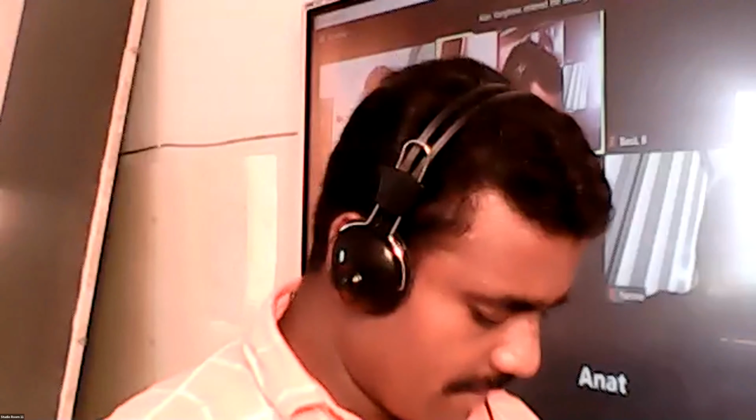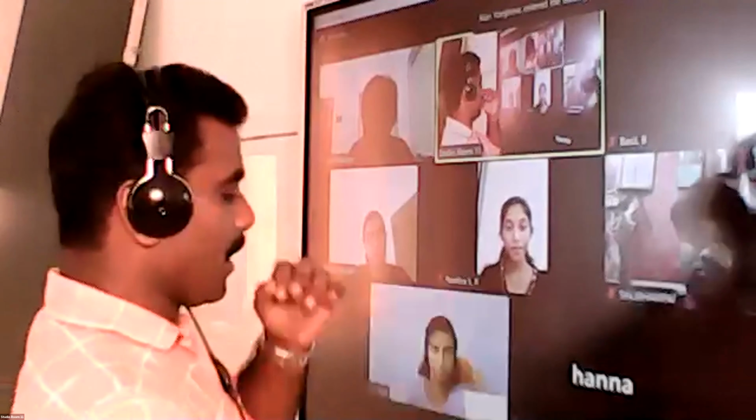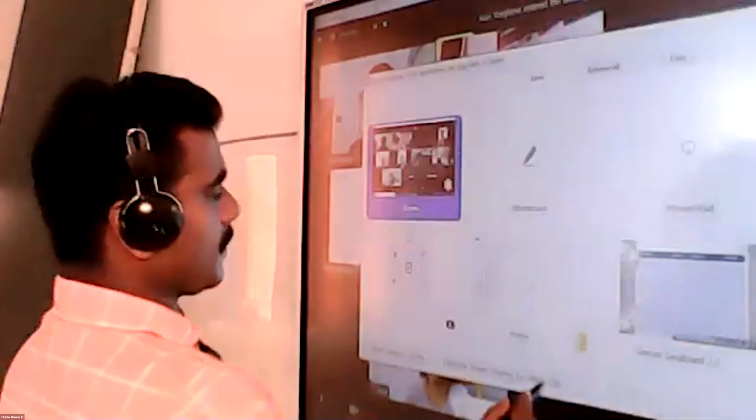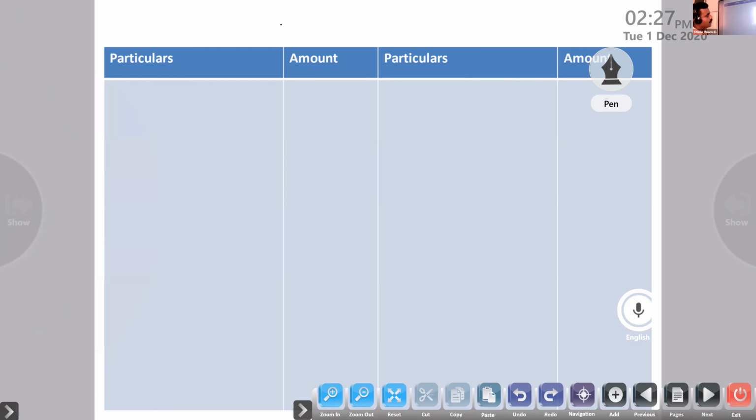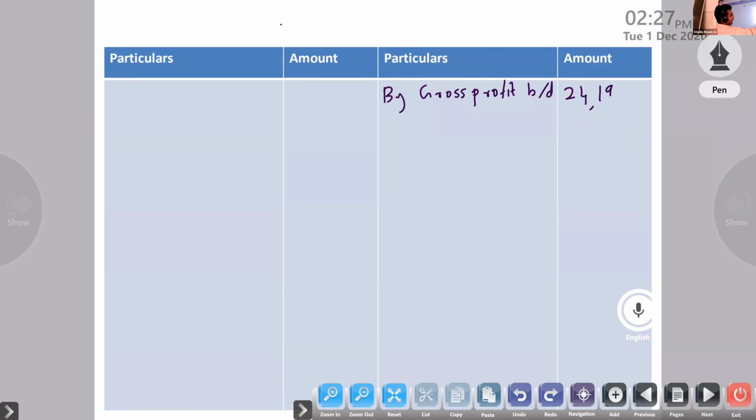In the previous problem we saw the adjustments related to private purchases, and capital expenditure incurred in revenue expenditure. Okay, so we completed one question, and now we are doing one more question. Up to gross profit it is over. We got gross profit 24,190. By gross profit, to balance down, 24,190.